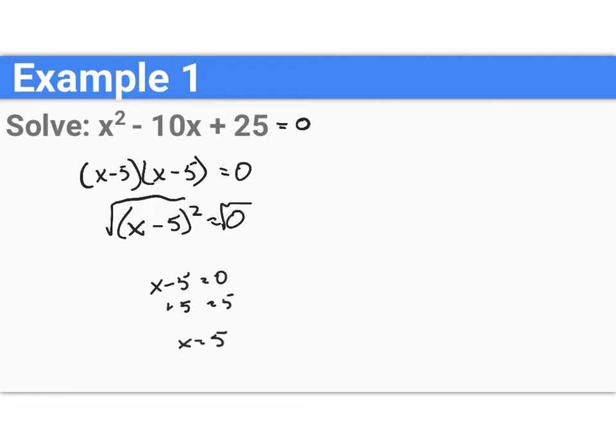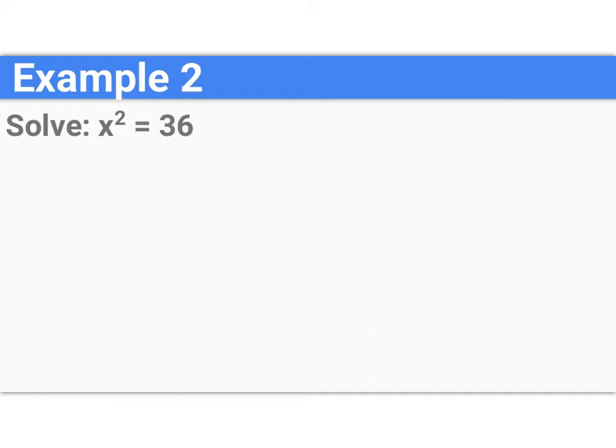This x equaling 5 tells us that this parabola only touches the x-axis in one spot. So it will sit on the x-axis at 5. And if I put this in a graphing calculator, this is what the graph of it will look like. So let's look at our second example.